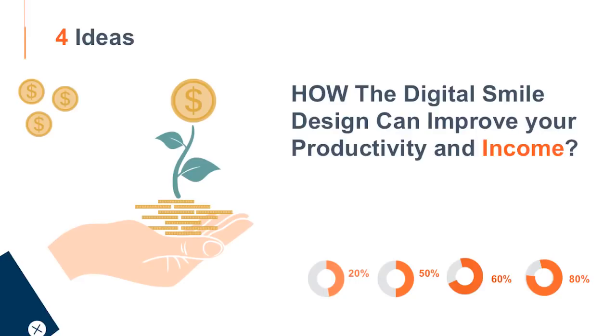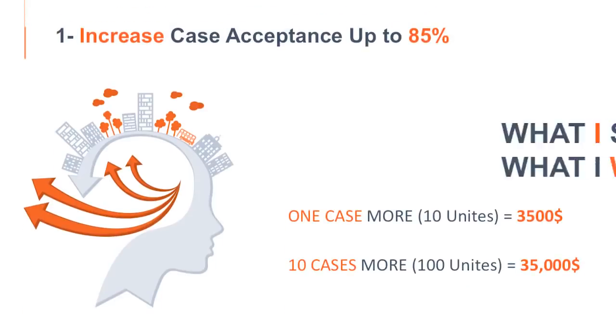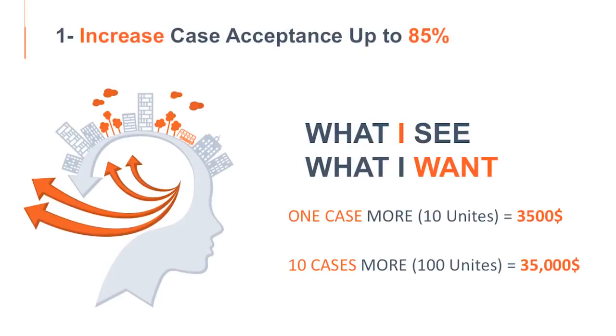First, studies show that when you show your patient the final result before you start, you increase the acceptance ratio from 15% up to 40% or more, maybe 50%, 85% in some cases.